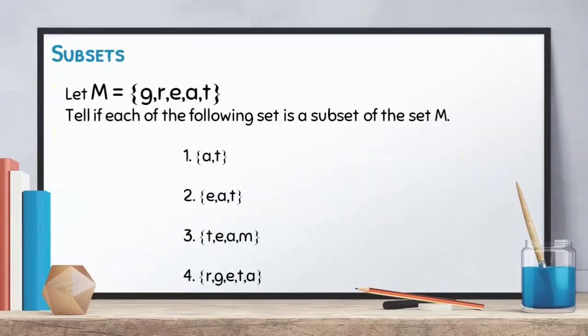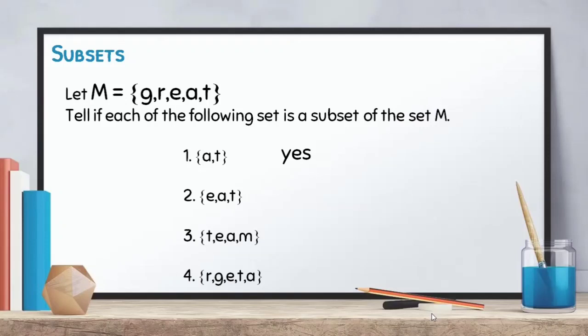None, okay. So now let's have a short exercise. Let M is equal to GREAT. Tell if each of the following sets is a subset of the set M. So let's start with AT. Is that a subset or not? Yes, very good. Why is it a subset? Correct, because A and T are also elements of our universal set M, right? So the elements A and T can be found here in the elements of M.